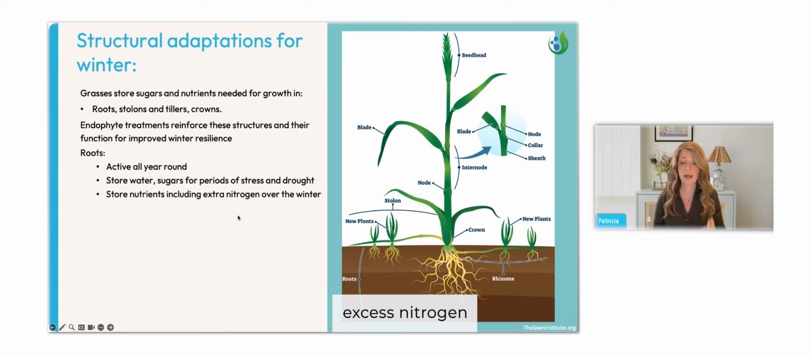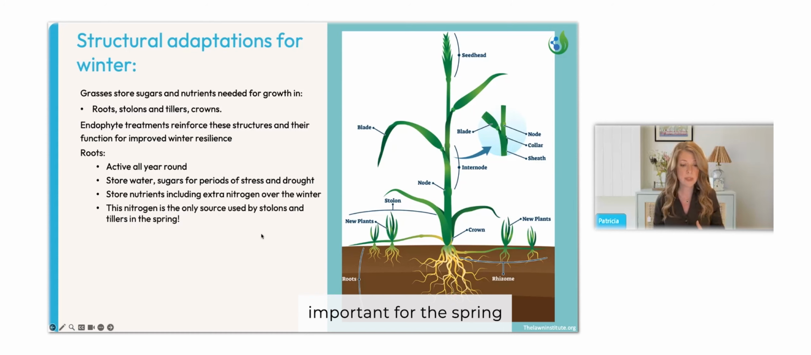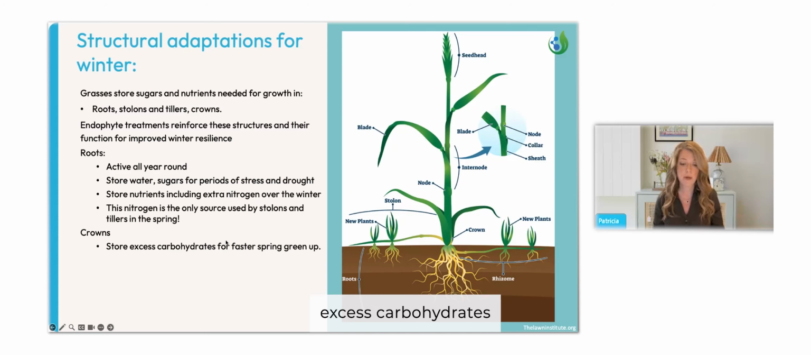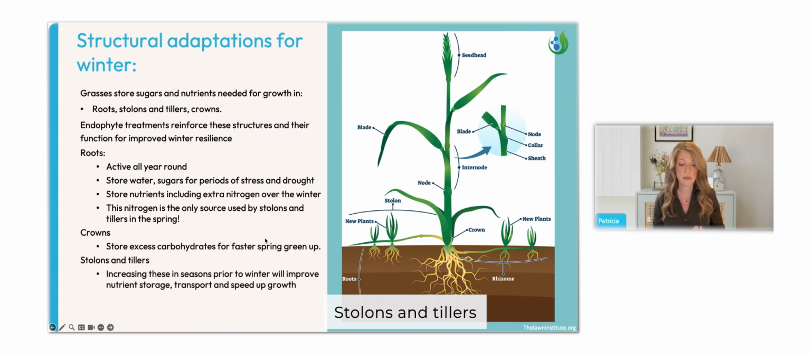Specifically, they store excess nitrogen over the winter, and this is really important for the spring. As this nitrogen is the only source that is used by stolons and tillers in the spring, which I will go into a little bit later. The crowns are also very important. They store excess carbohydrates for faster spring green-up. Stolons and tillers will increase these during the season, and making sure you have a lot of growth after inoculation will improve your nutrient storage, will improve transport, and again, speed up growth in the spring.